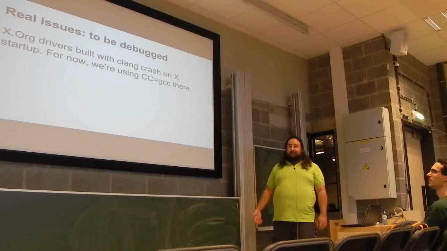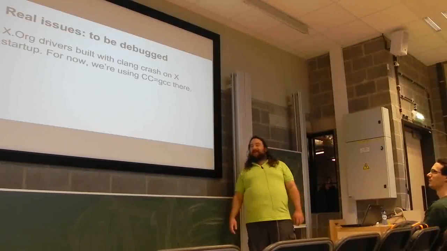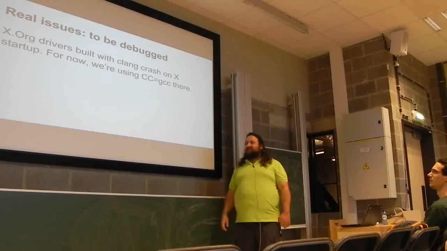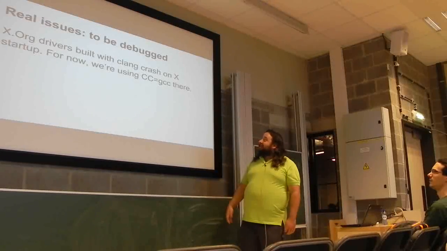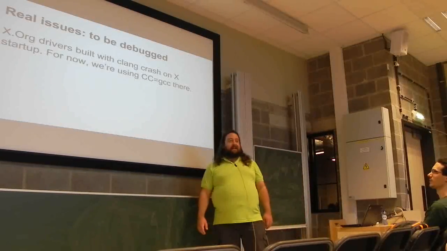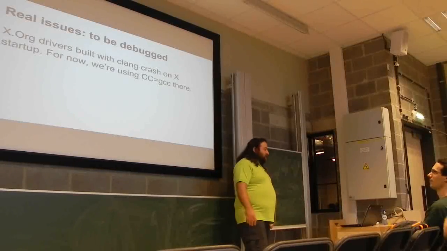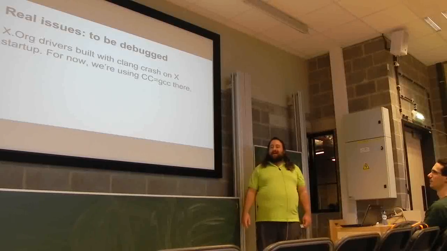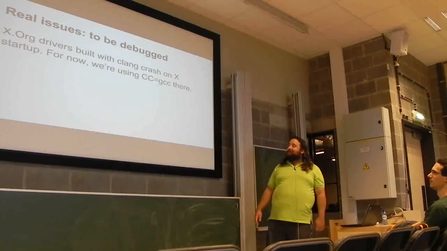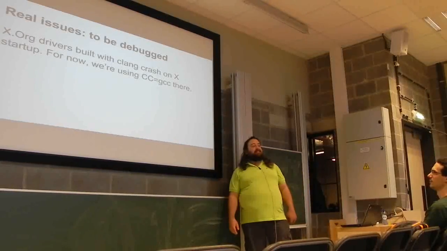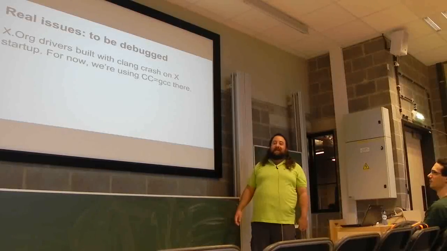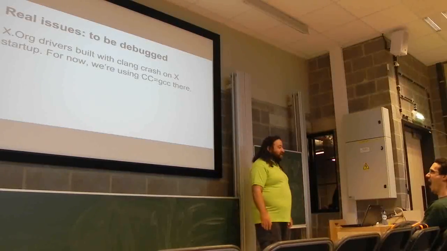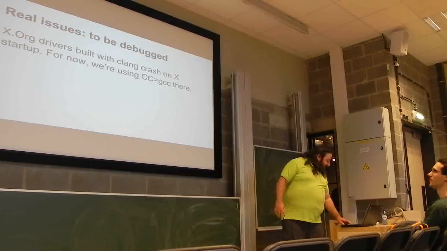So one thing that remains to be debugged that is a bit of a pain is when we build Xorg graphics drivers, input drivers not so much, the X server crashes on startup. For now, we worked around that by just using CC=gcc, but it would be nice if we found time to debug this and make sure we can build the Xorg drivers with clang as well. And actually, we are always looking for volunteers, so if anyone is interested, let us know.